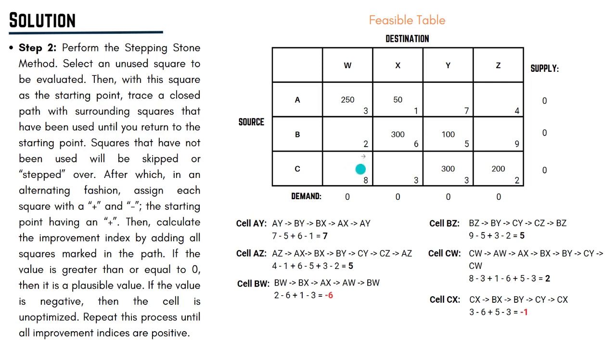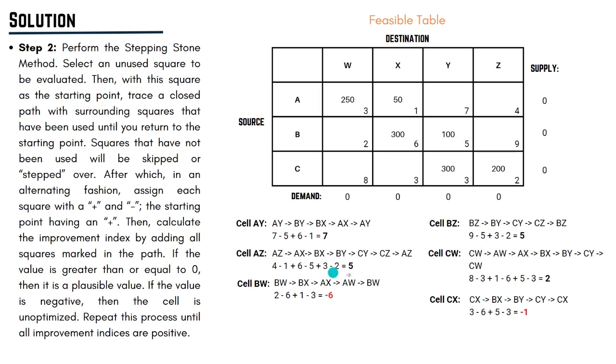Let's begin. So 8 minus 3 is 5, plus 1 is 6, minus 6 is 0, plus 5 is 5, minus 3 is 2, and cell CW has the positive improvement index. Finally, let's move to cell CX. Cell CX, we go from CX to BX, to BY, to CY, back to CX. So 3 minus 6 is negative 3, negative 3 plus 5 is 2, positive 2, minus 3 is negative 1.